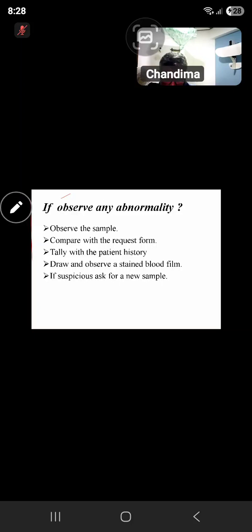And if all of these are okay, we have to draw a blood film, stain the blood film and observe the blood film, right? We have to draw a blood film, stain it with the Leishman stain and observe the blood, right?